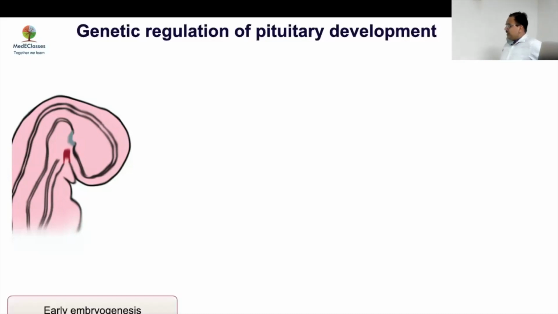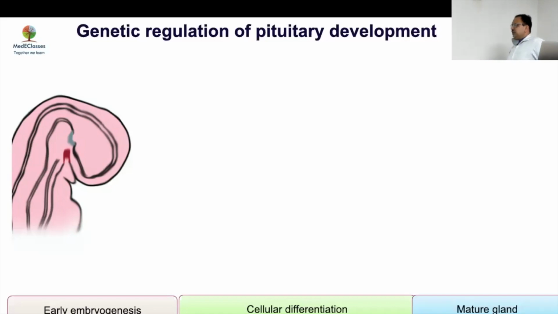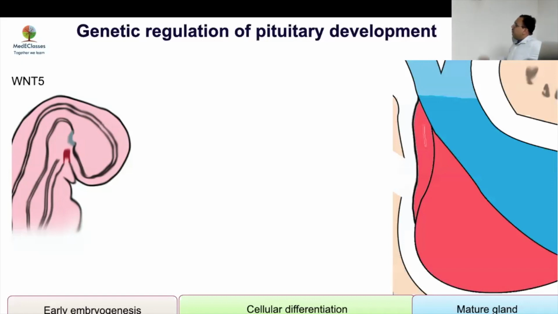So basically, early embryogenesis, cellular differentiation, and the mature gland are the three major areas in which these genes work. And then you have the development of the different cell types which happens in the mature gland. So WNT5 and FGF8. WNT5 we all know is an important mesenchymal regulator. We talked about this in ovaries, in cartilage, and in bone. So this is just like a mesenchymal growth factor. WNT5 is very, very important, as is fibroblast growth factor. Again, these are all fibrosis related factors. Bone morphogenetic protein, again, we talked about this in ovaries and bones. So these are common to different organs.